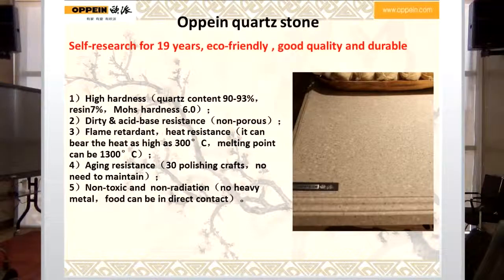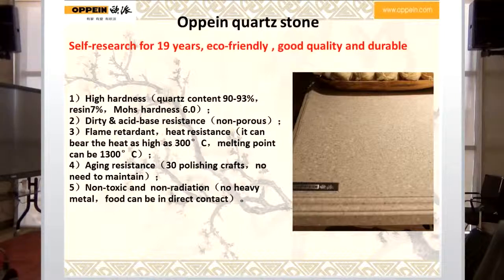The melting point of opaque quartz stone is 1300 degrees, and it has aging resistance. It has a polished surface, no need to maintain, easy to maintain, non-toxic and non-radiation, has no heavy metal, and food can be in direct contact. This is opaque quartz stone.